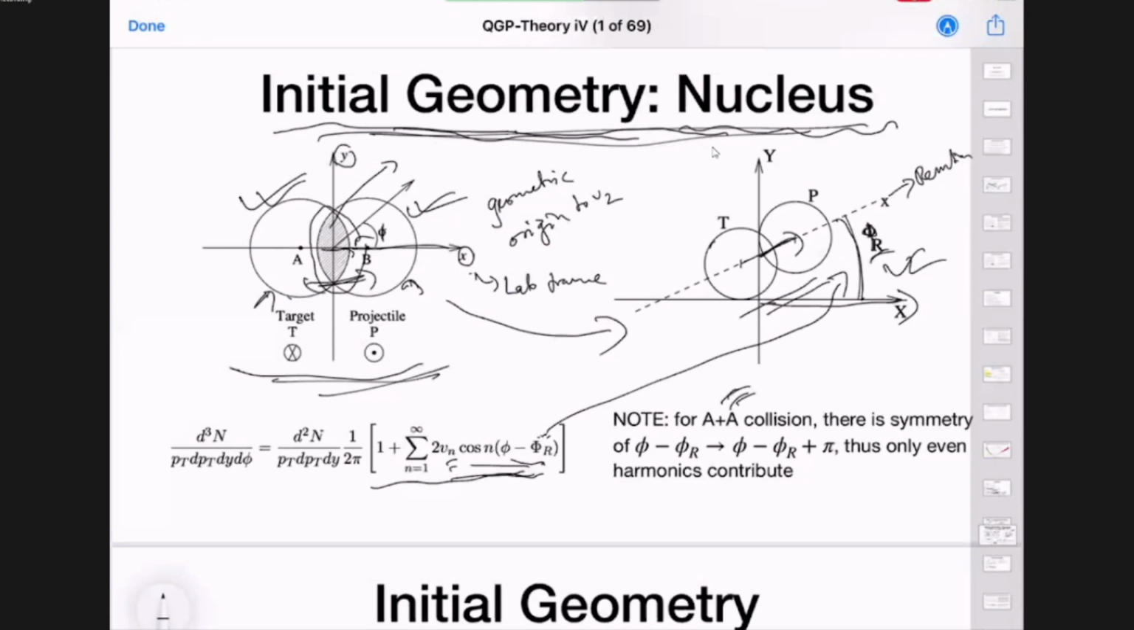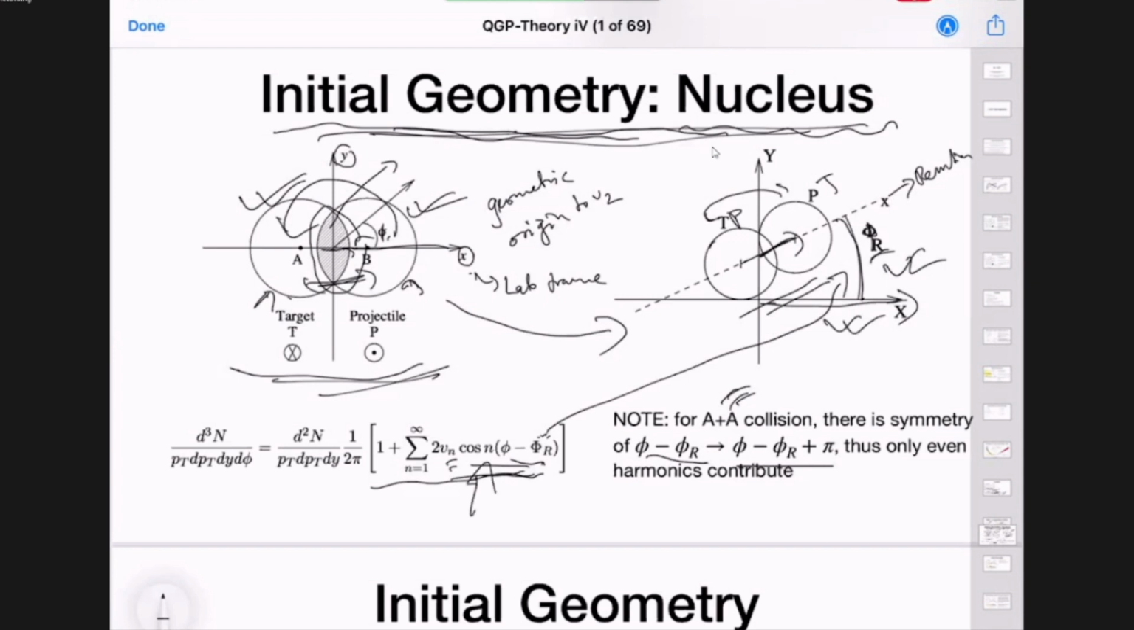So what you see is there is a symmetry for phi minus phi r going to phi minus phi r plus pi, right? So all I'm saying is, if you flip this, if you make this the projectile and this the target, right, nothing changes. In this picture here, it's very easy. You can just imagine, right? So if you take phi to phi plus pi, or here phi minus phi r to phi minus phi r plus pi, nothing changes, right? There is symmetry.